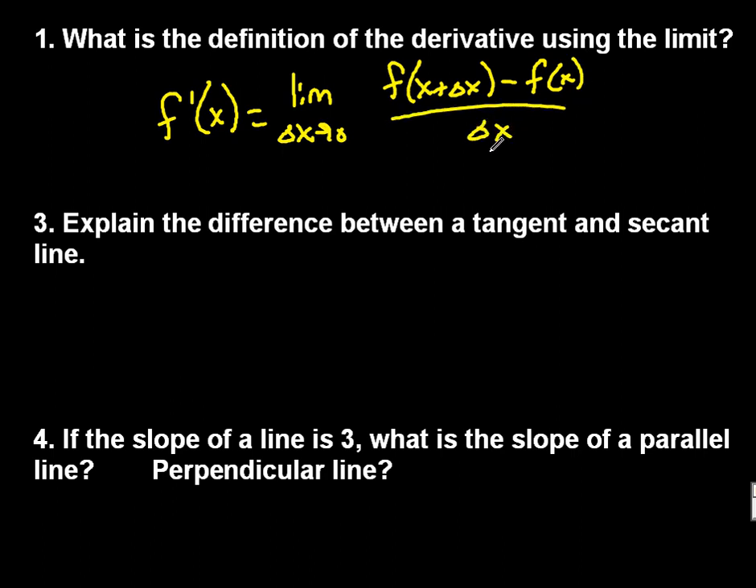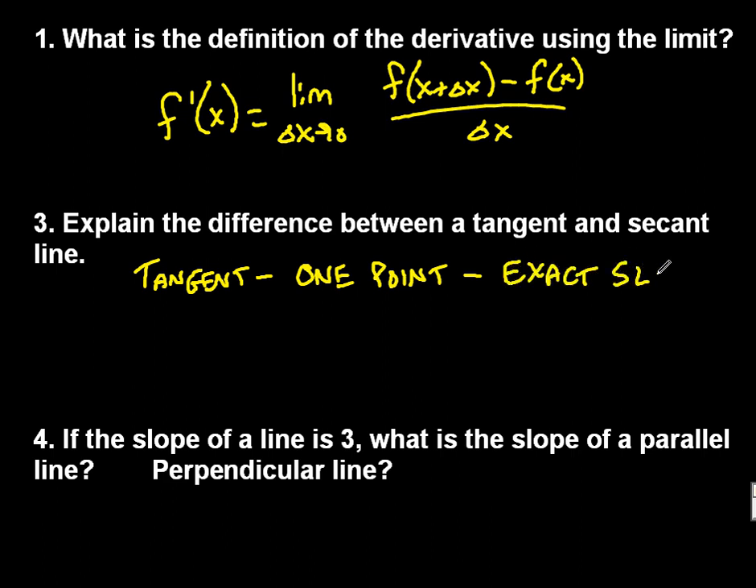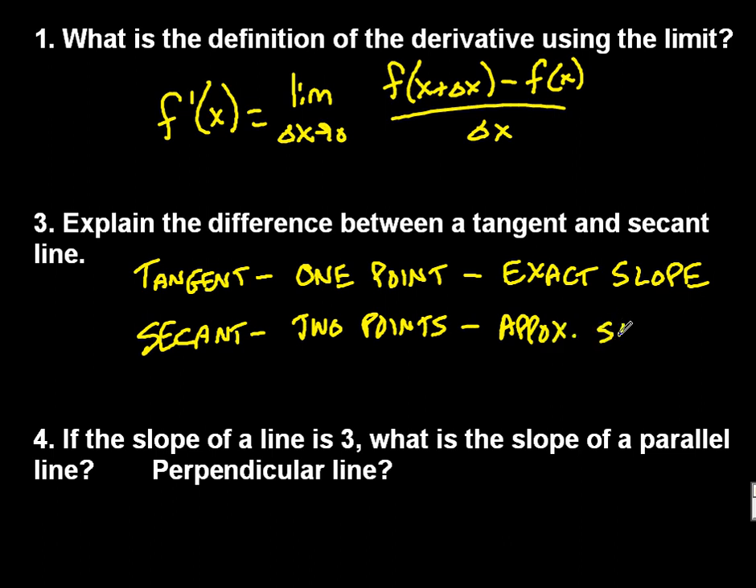What is the difference between a tangent line and a secant line? Well, a tangent line is a line that touches the curve at only one point, and this gives an exact reading of the slope at that point on the function. A secant line, on the other hand, is something that touches the curve at 2 points. And when it touches at 2 points, that's giving us just an approximate slope, not the exact slope that we would want.